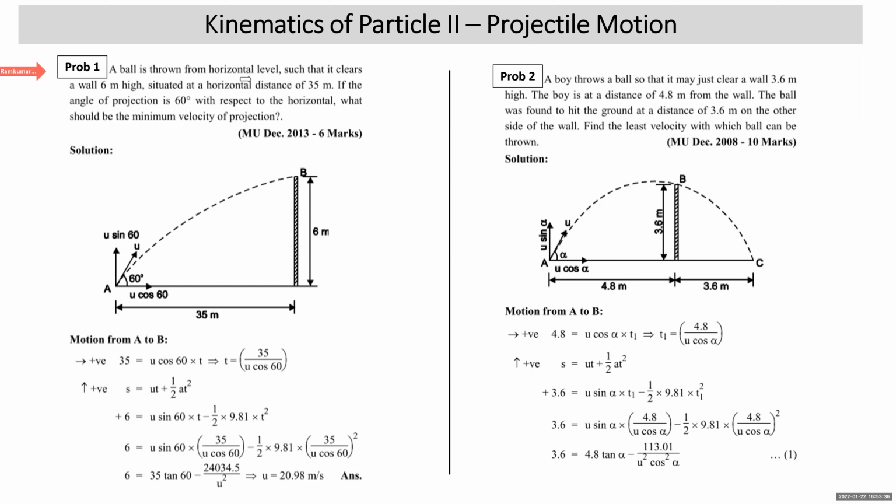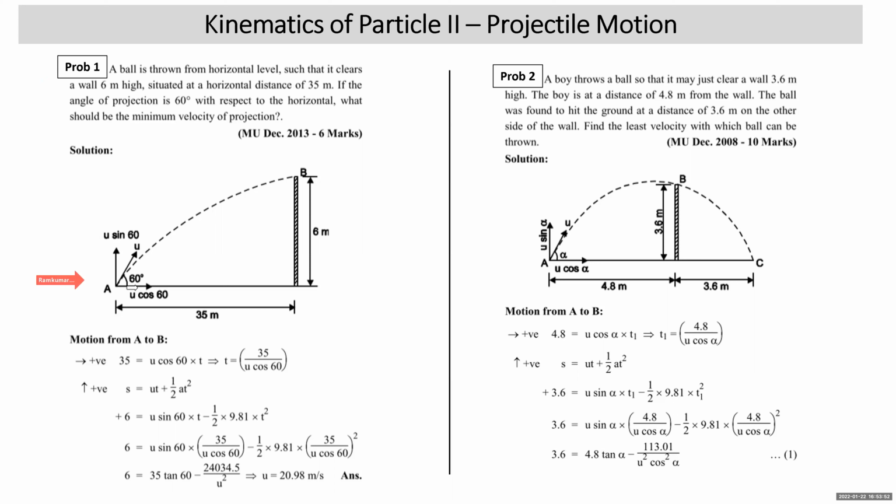A ball is thrown from horizontal level such that it clears a wall 6 meter high, situated at a horizontal distance of 35 meter. If the angle of projection is 60 degree with respect to horizontal, what should be the minimum velocity of projection? Now, students, I have drawn the diagram.